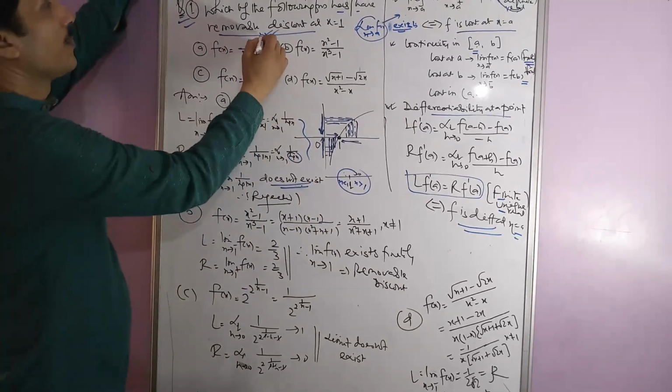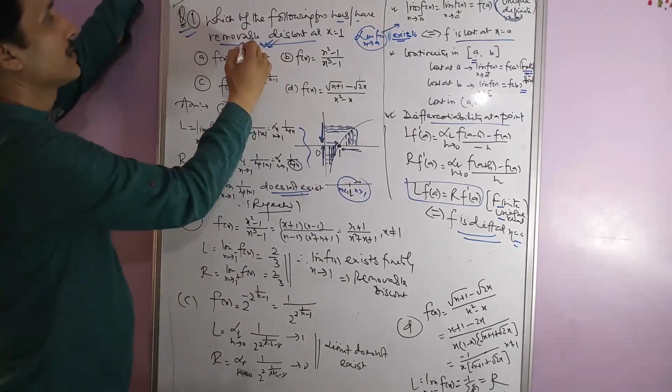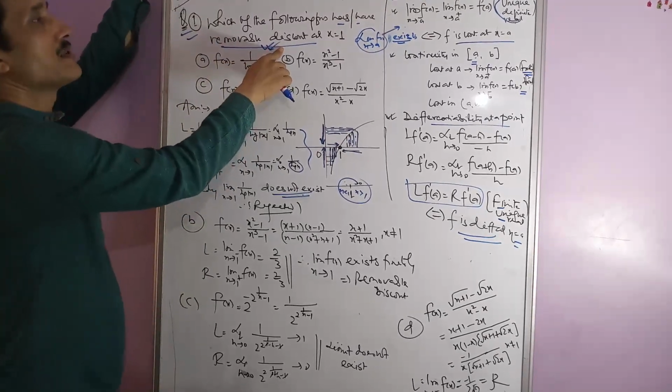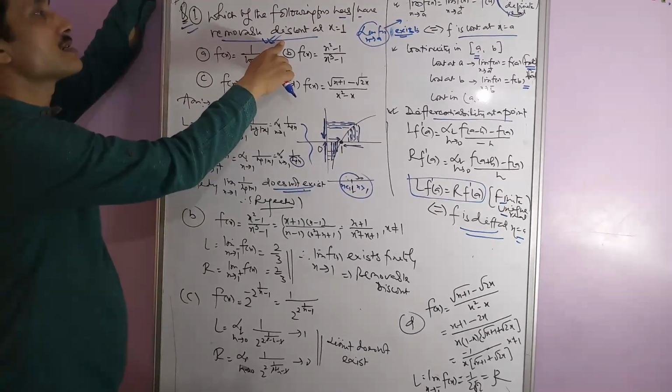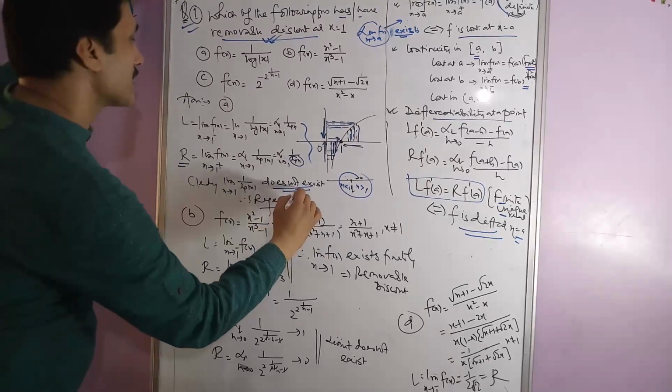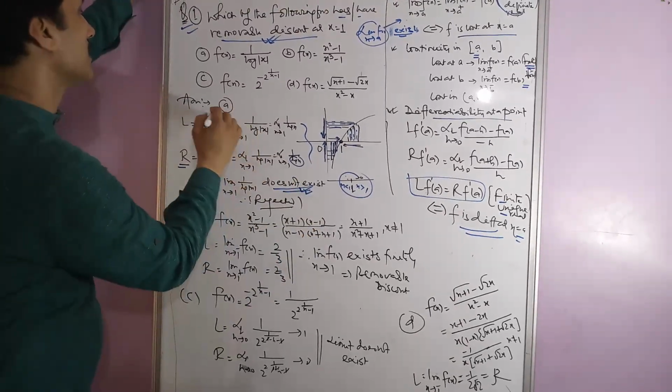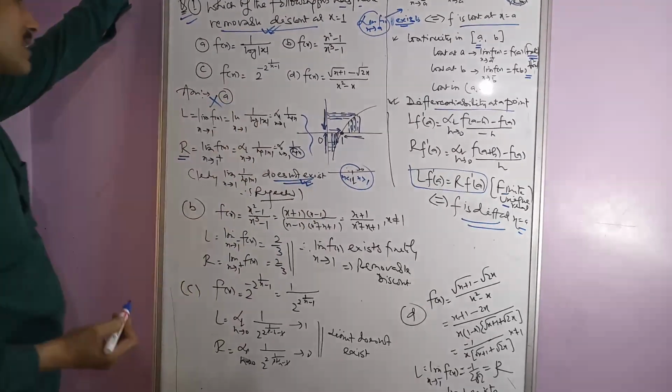Our main concern for removable discontinuity is that the limit must exist at that point. Here the limit does not exist, so there is no removable discontinuity in this case. The first case is rejected.